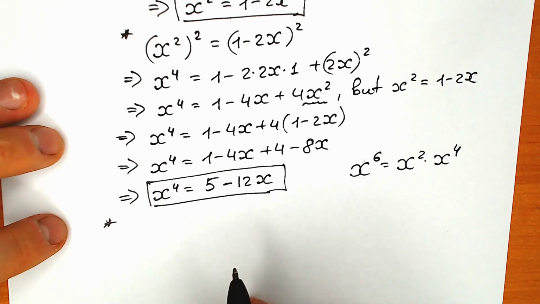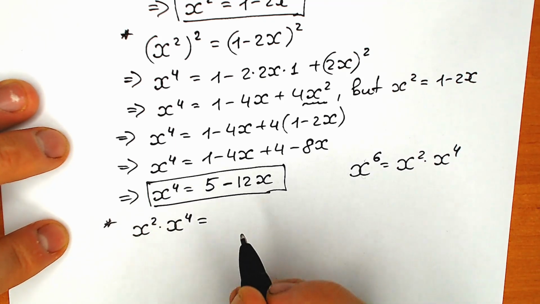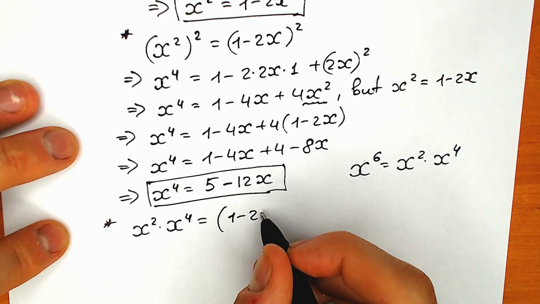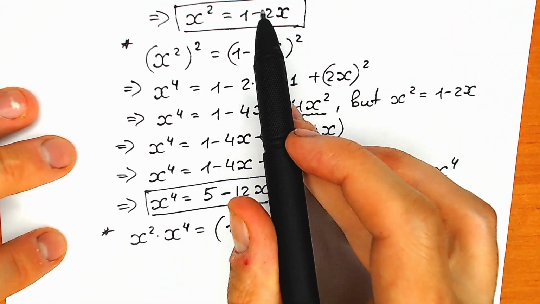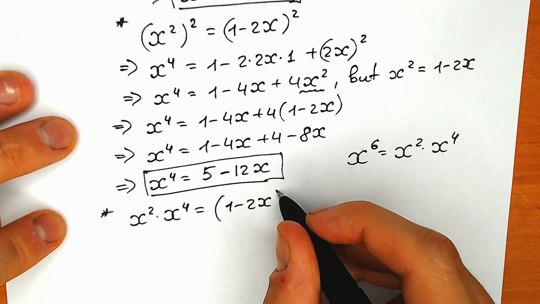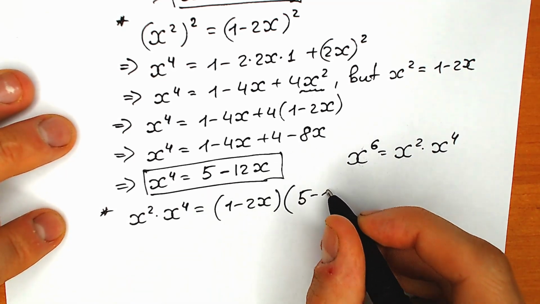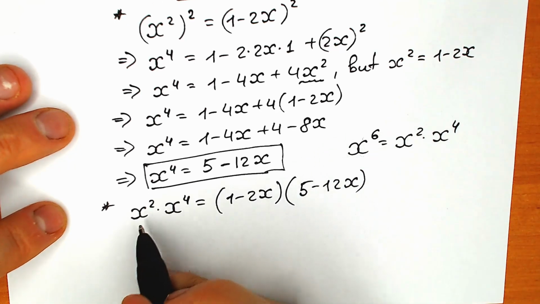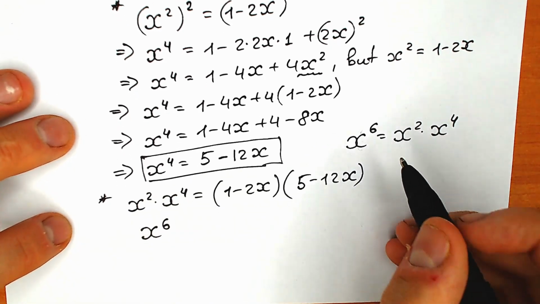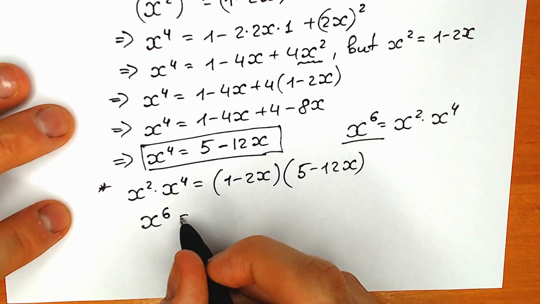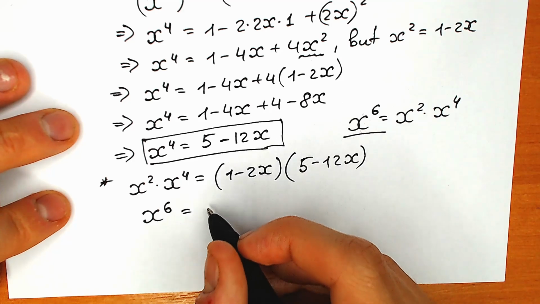So let's do this right now. As a result we have x squared times x to the power 4 equal to 1 minus 2x. This is our expression instead of x squared right here, 1 minus 2x, and times x to the 4th, 5 minus 12x. So we have 5 minus 12x. Really great. So x squared times x to the 4th power equals x to the power 6, the expression that we exactly need. And right now let's multiply parentheses by parentheses. So as a result we have 5.